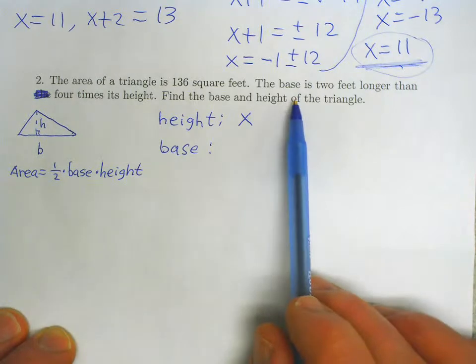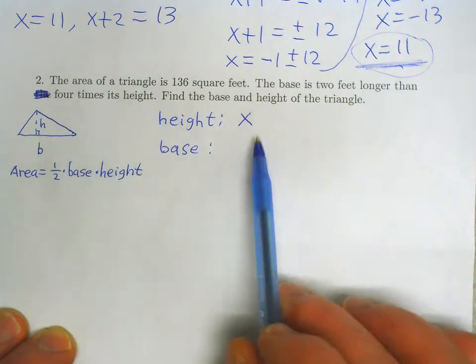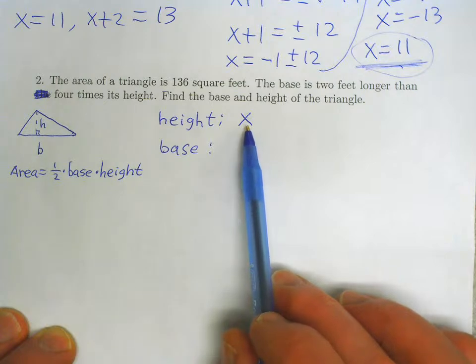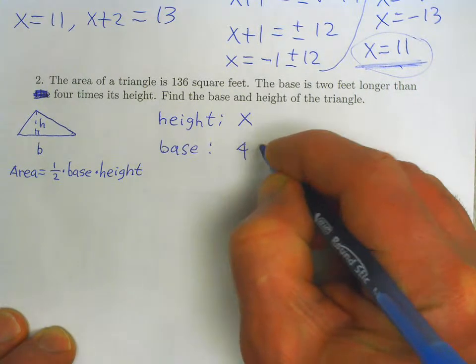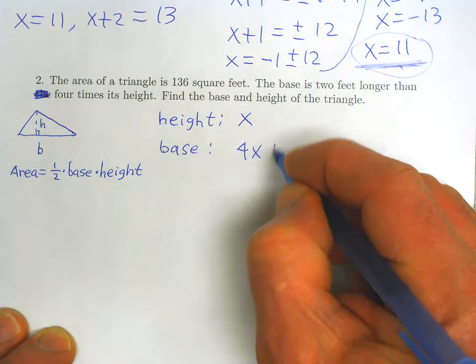Okay, so the base is 2 feet longer than 4 times its height. Okay, so 4 times the height is 4x. And if it's 2 feet longer than 4 times x, then the base is 4x plus 2.